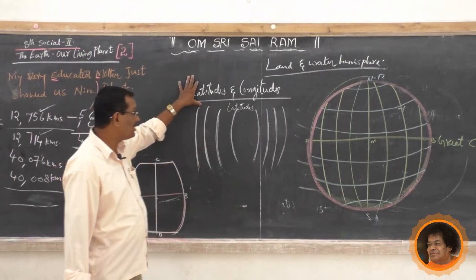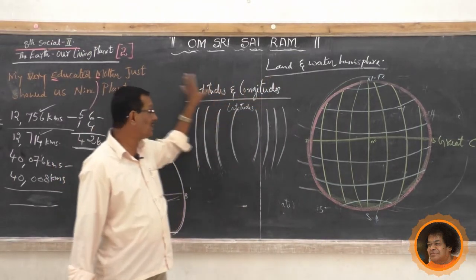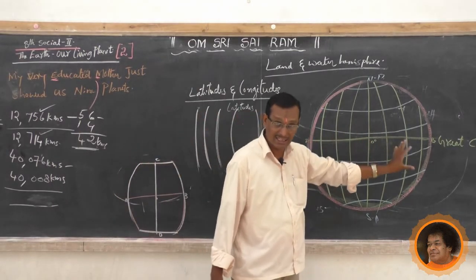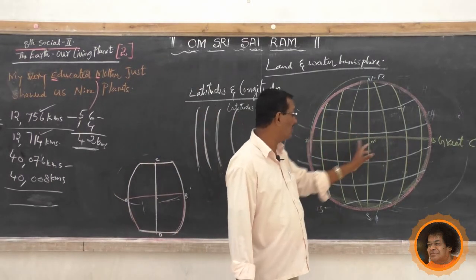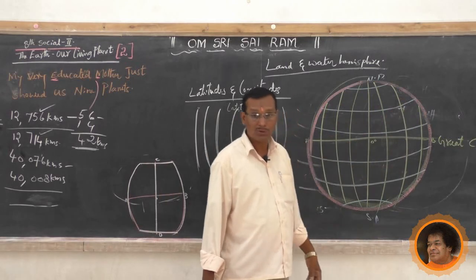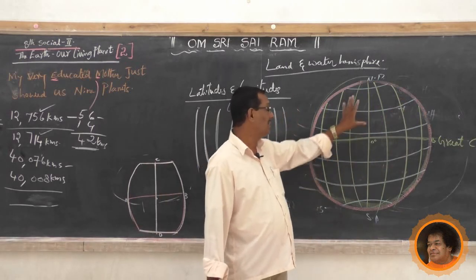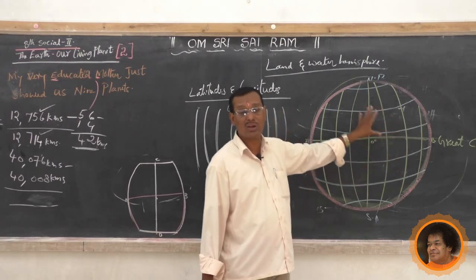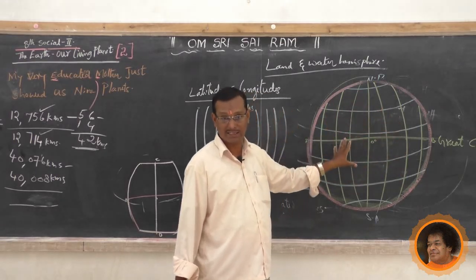Then latitudes and longitudes. What are latitudes? Latitudes are imaginary lines drawn on the globe to identify the position, direction and distance of a particular place. That is called latitudes.